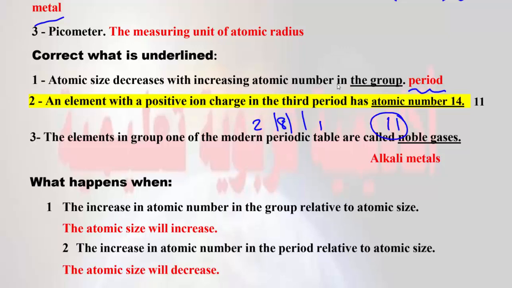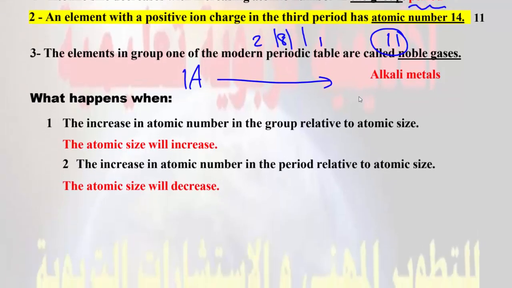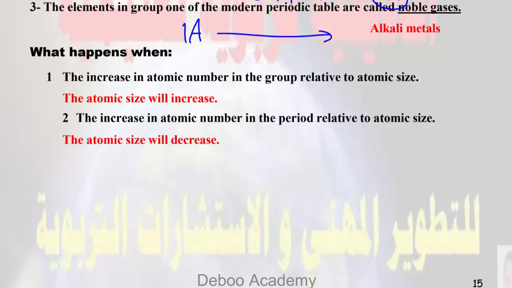The elements in group 1 in the periodic table are called noble gases. No, it's alkali metals. 1A is called alkali metals, and as we said before, 2A is also called alkaline earth metals.